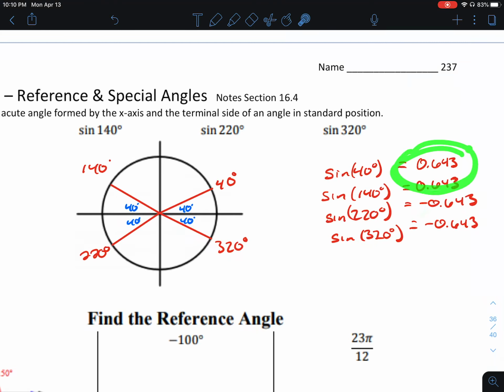Why are these two positive? Because as we discussed yesterday, sine is y over r, and in quadrants 1 and 2, y is positive. In quadrants 3 and 4, we're going down, so y is negative. So it's not a coincidence that if you have the same reference angle, you're going to get the same answers, either some could be positive and some could be negative.